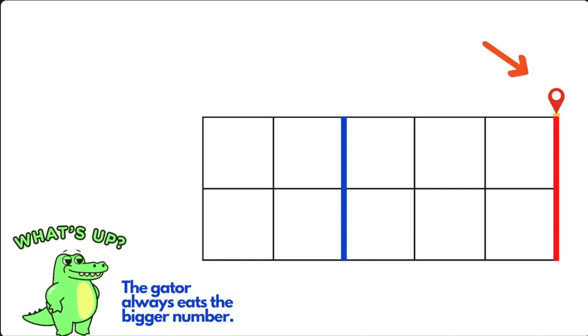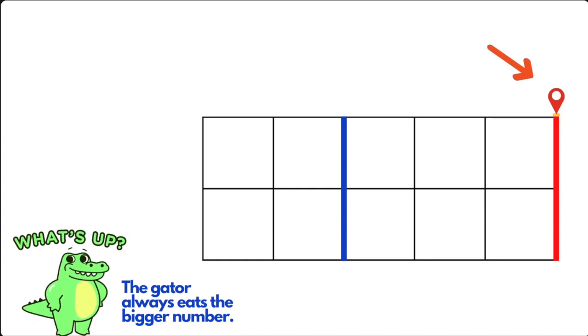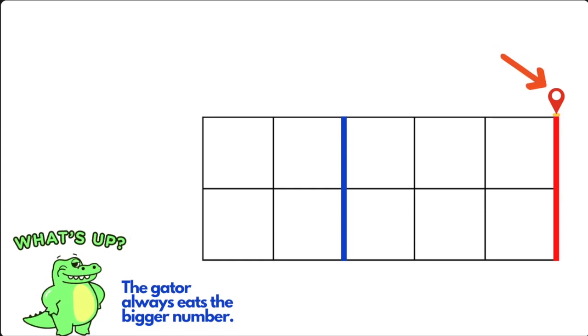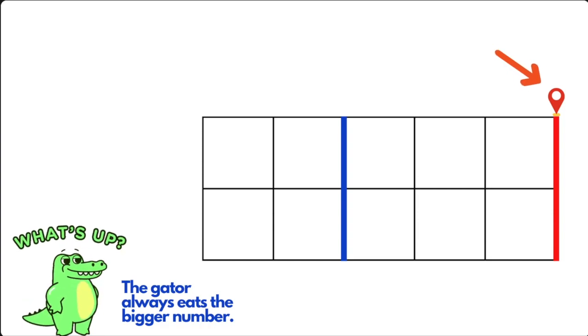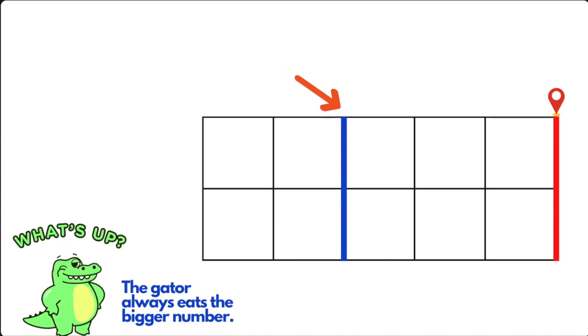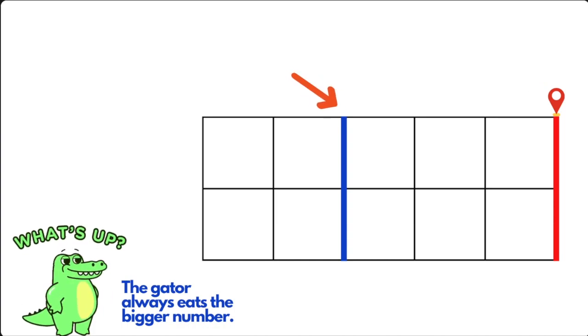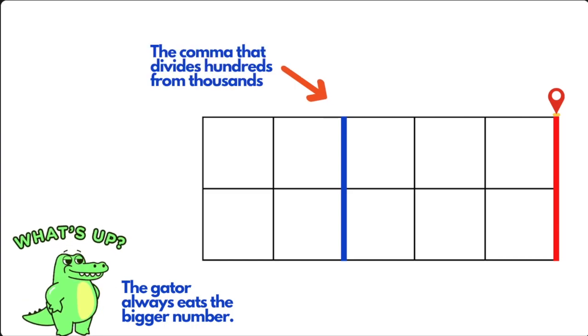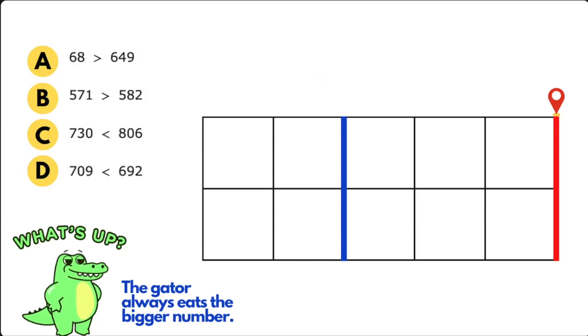When we look at these, we're going to put our numbers into our grid to keep ourselves organized. We're going to take this little red line and put this point here. This is where our whole numbers are going to stop. We'll eventually use this for decimals as we get a little bit older, but for right now, we're just going to use it to get organized. We also see a blue line in there, and we're going to put the blue line in there to represent where our hundreds end and our thousands begin, so that when we put our numbers in here, it's going to be really easy to see.